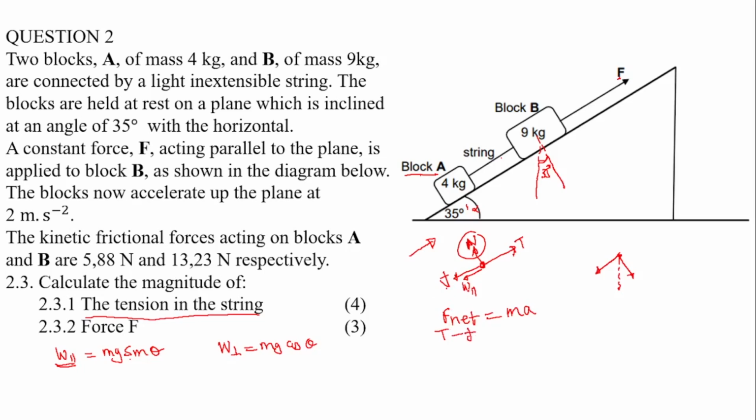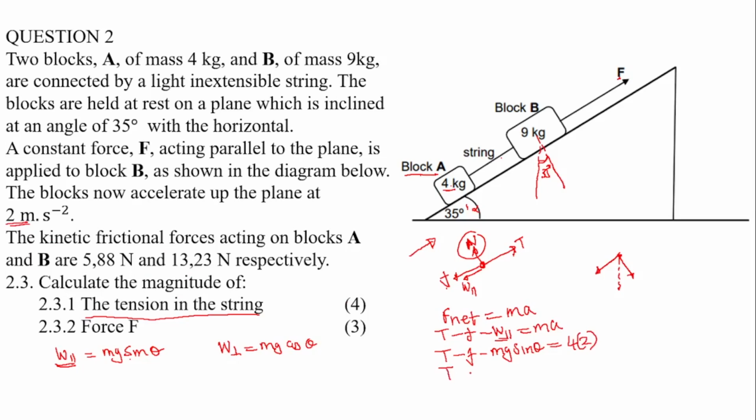And then the parallel component of weight is also negative, okay? All right, and then this is equal to ma. Okay, this one is what? This one will be T minus F minus mg sine theta, okay, is equal to ma. The mass is 4 and then the acceleration is 2 meters per second squared, so it's going to be 4 times 2, right?